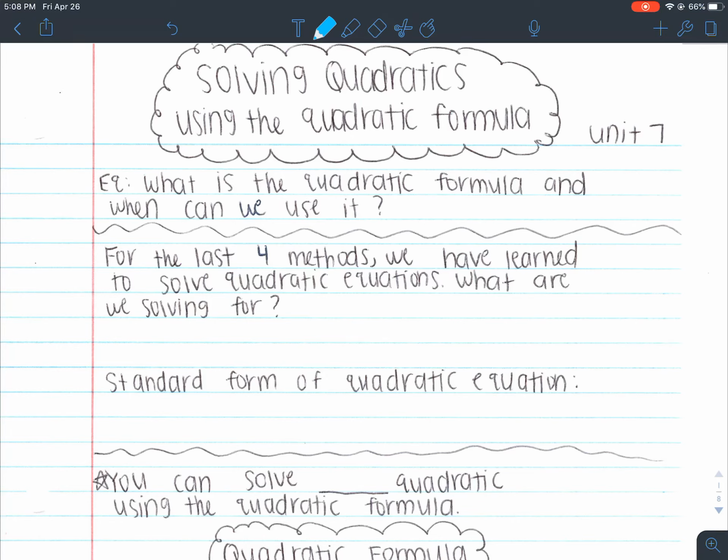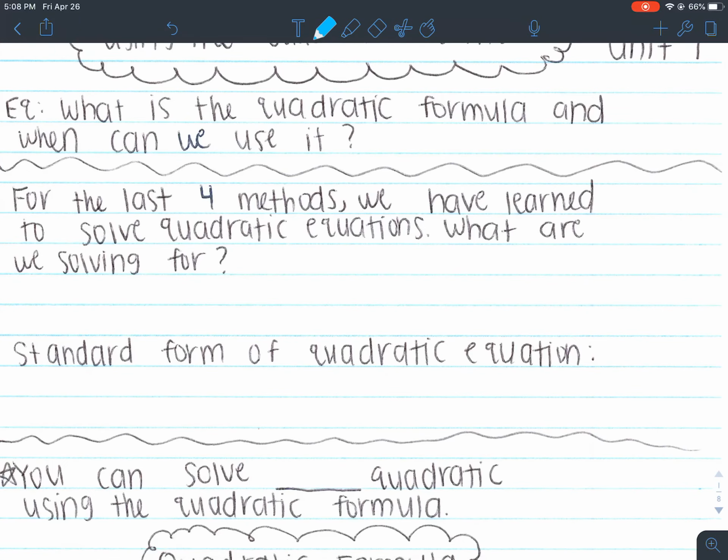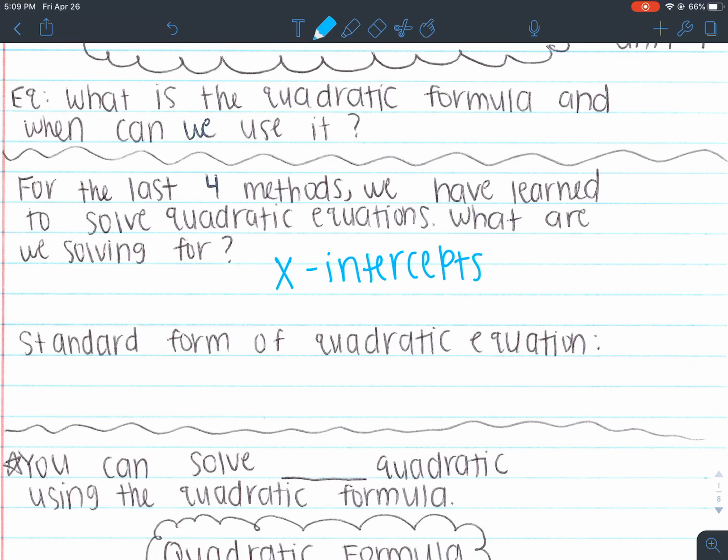Now, for the last 4 methods that we have learned, what were we solving for each time? Well, every single time we were solving for x, or whatever the variable was. But that represents our x-intercepts. We are looking for our x-intercepts. Okay? And then the standard form of a quadratic equation, again, is ax squared plus bx plus c equals 0. And it's an equation, so there is an equal sign.